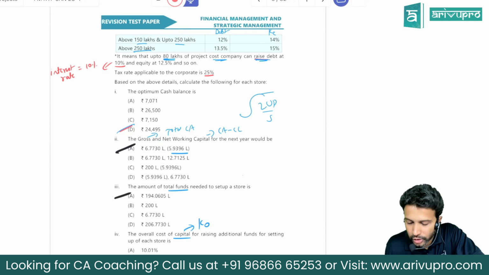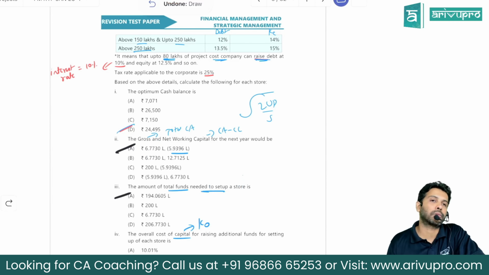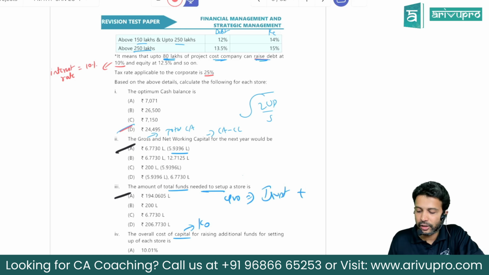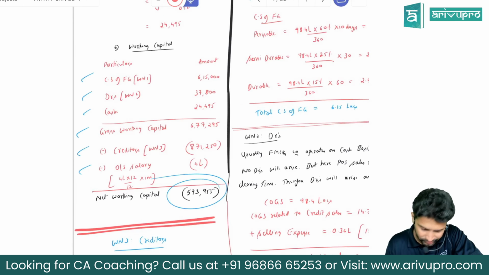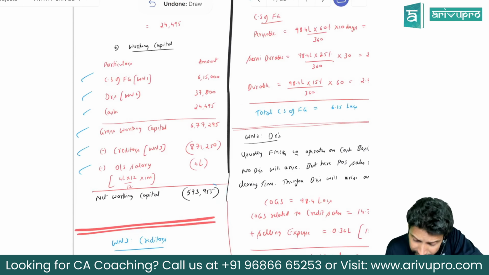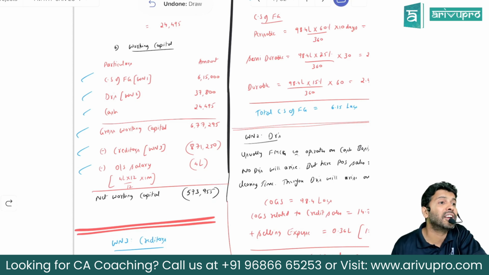Then they asked what, sir? Total funds needed to set up a store. So how much investment should happen at year 0 is what they're asking. At year 0, what and all will happen? One, you need your normal investment and then you also need your working capital. Working capital means gross or net? Net. Oh, net number here, not positive. It is negative. Keep that.